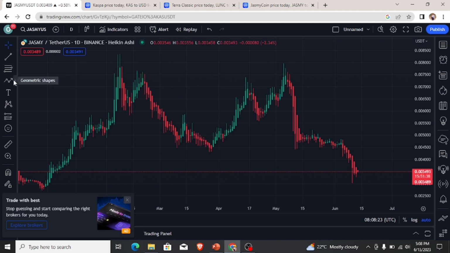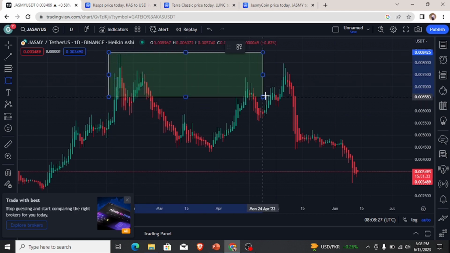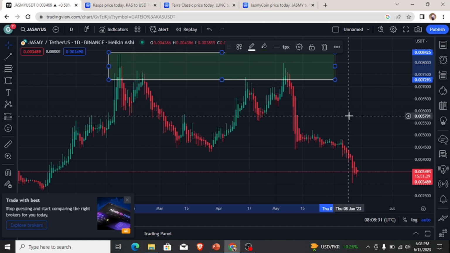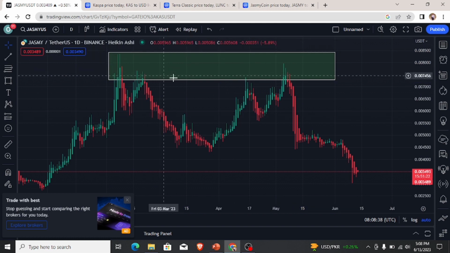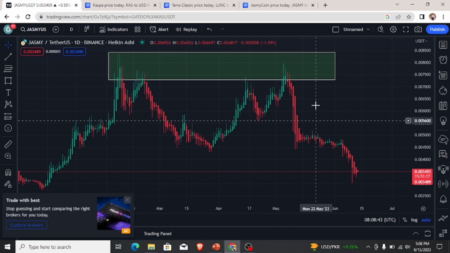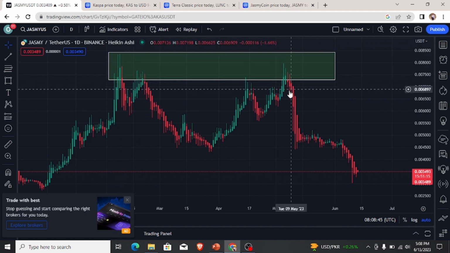Now, if you can identify this point very well, this is a double top. This rectangle marks the double top. We have the first top within this region and then the second top right here.